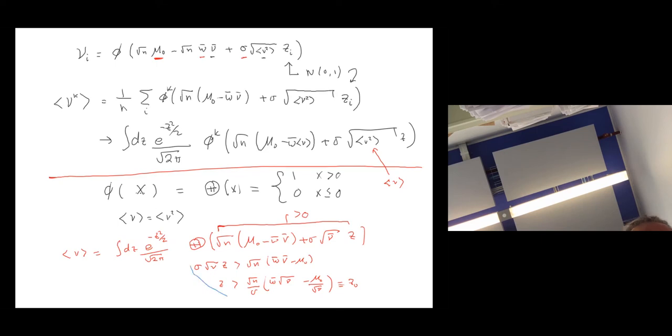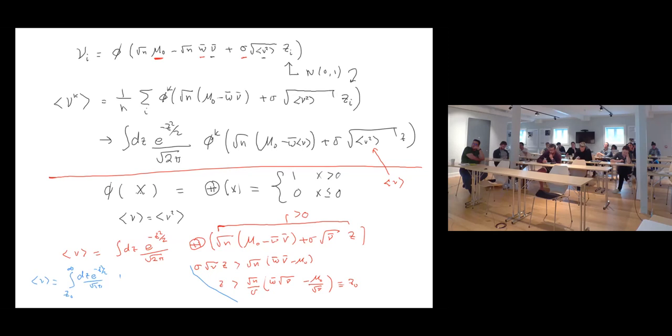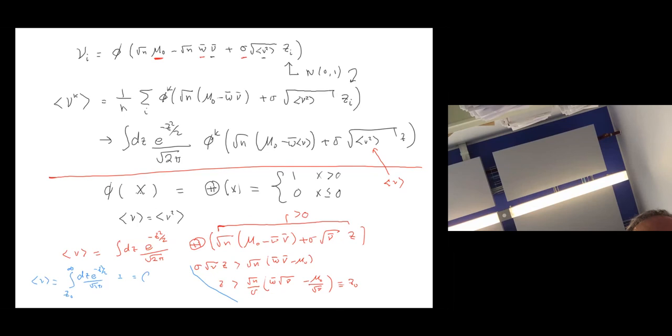So given that, nu equals the integral from z naught to infinity dz e to the minus z squared over 2 of just 1, right? Theta is 1. So this is an error function. It's basically phi of minus z naught. Phi is a cumulative normal distribution.